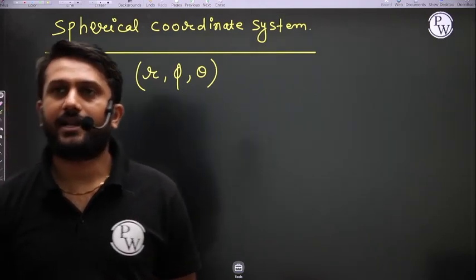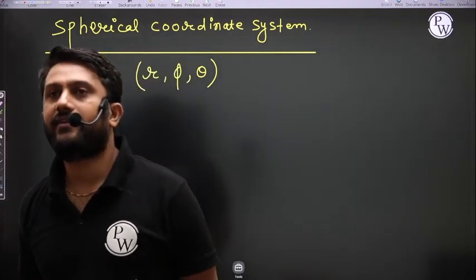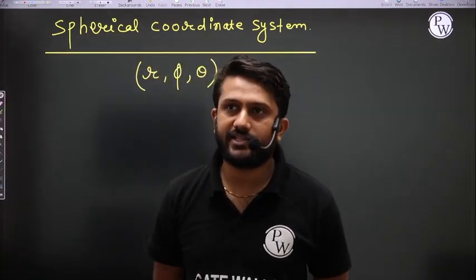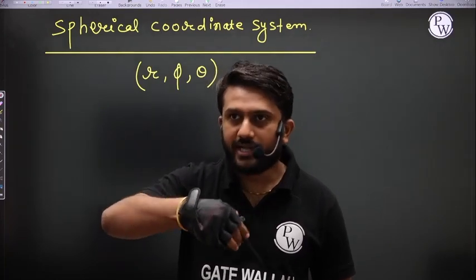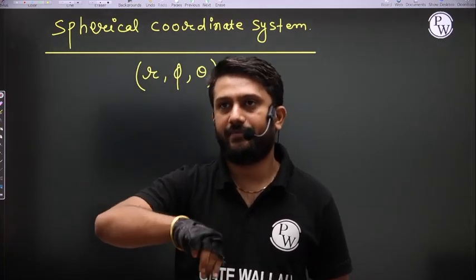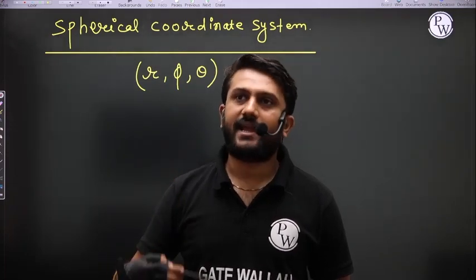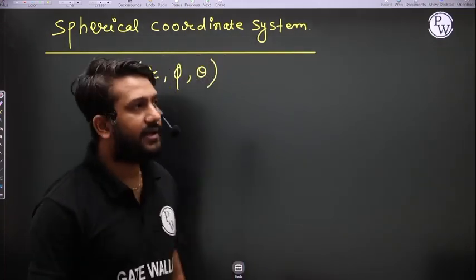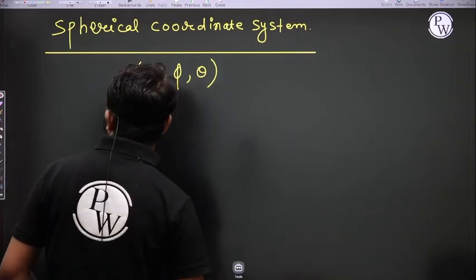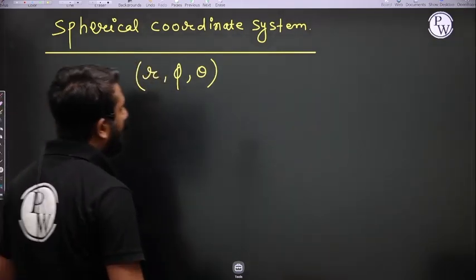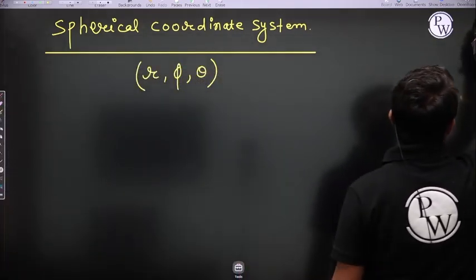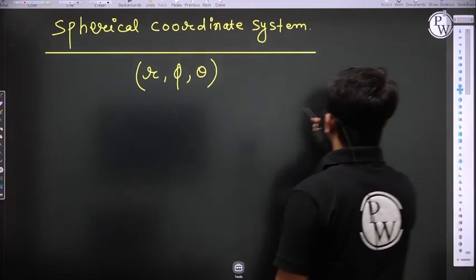What is r? r is the radial distance. What is phi? Phi is an angle in the circumferential direction, in a horizontal plane. And what is theta? Theta is an angle in a vertical plane. Okay, so let's discuss this part first. So I am considering a sphere. So this is a sphere.